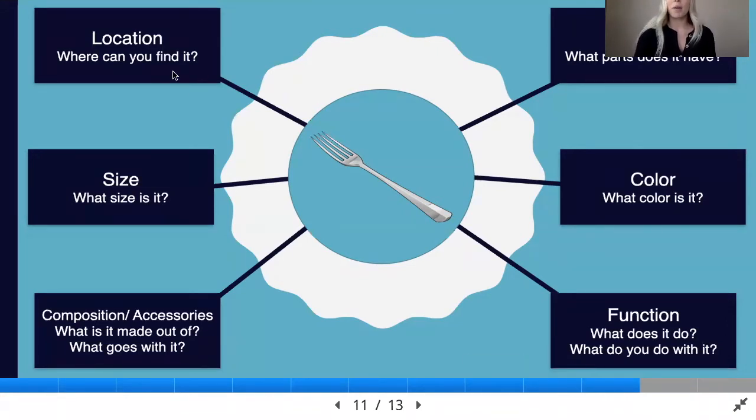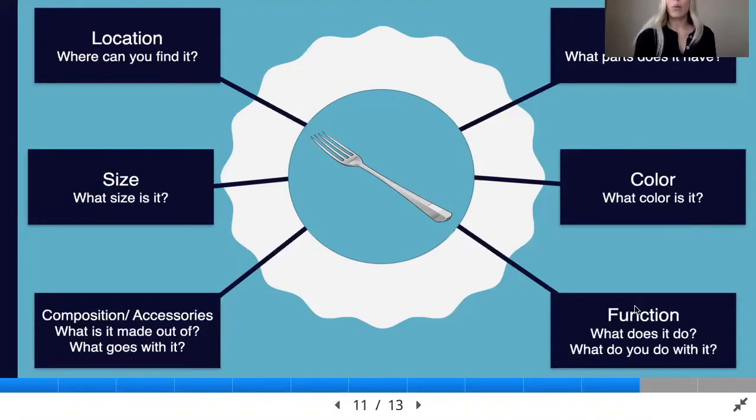All right, you want to tell me where you can find it? Where can you find a fork? In the kitchen, exactly. You can find a fork in the kitchen. What else can you tell me about a fork? Maybe you can tell me what color it is? Oh, what color is a fork? A fork is silver. Very good. A fork is silver. What else can you tell me?